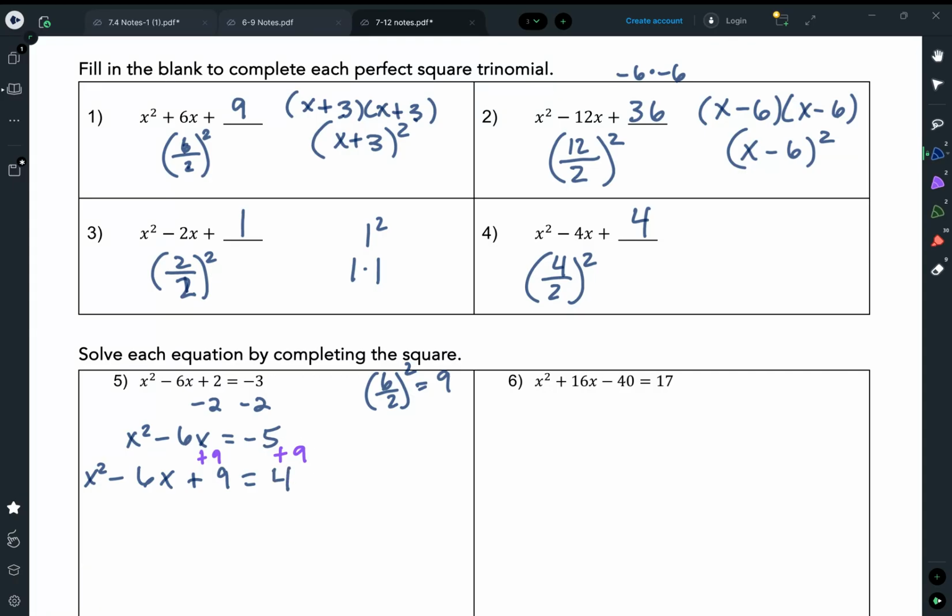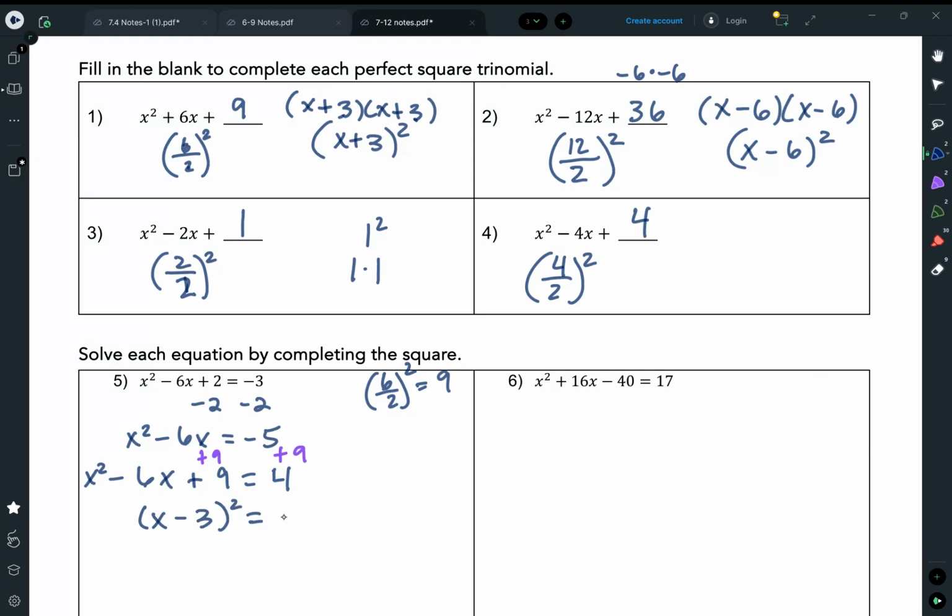So let's go ahead and factor. I can factor this to, let's see, negative 3 times negative 3 is 9, and negative 3 plus negative 3 is negative 6, so it's going to be x minus 3 squared.